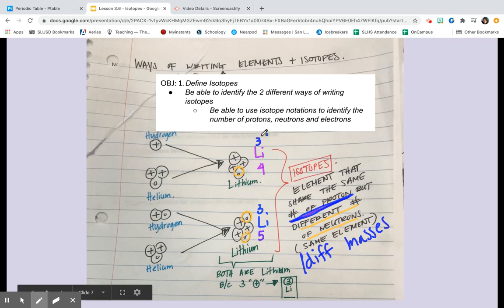So there are 2 ways to show an isotope, right? Normally, when we write things this way, we're talking about an element in general, so what an average element looks like. When we're talking about isotopes, we're talking about a specific kind of element, exactly one kind of element.